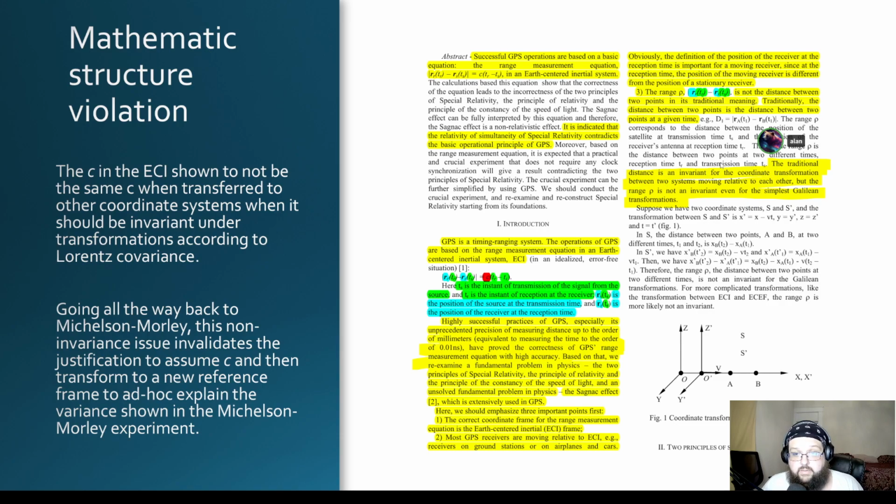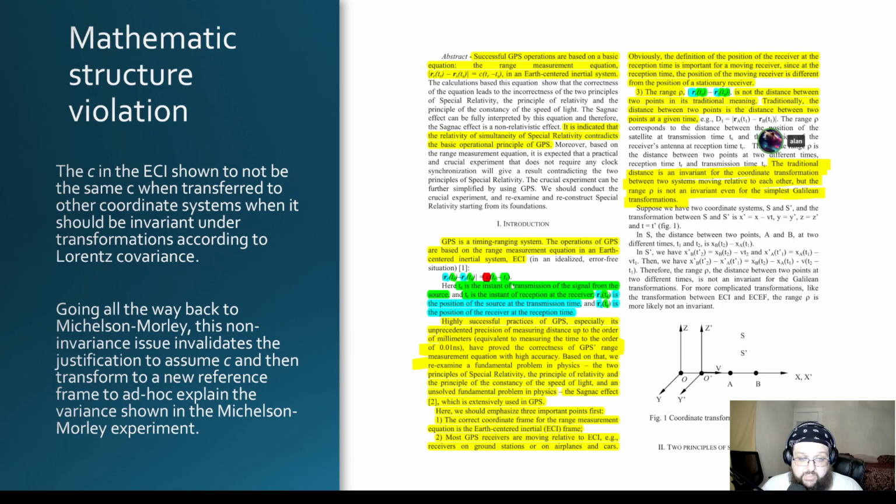The traditional way to do it would just be having two points on a coordinate system, and at any particular point in time, you just know the distance between those two points, because you've already established the units for it. So the traditional distance is invariant under coordinate transformation between two systems moving relative to one another, but the range P derived from the range measurement equation in the ECI is not invariant even for a simple Galilean transformation.